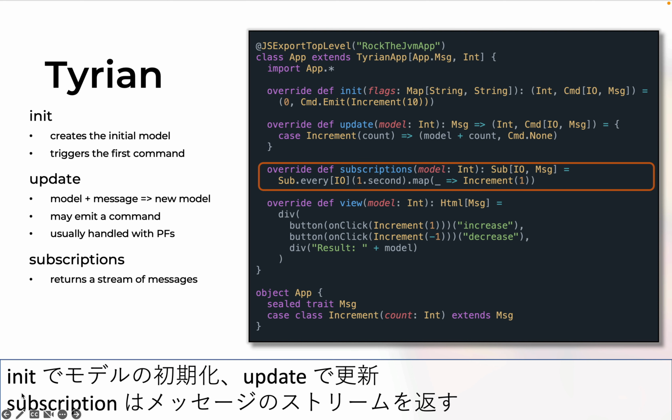The next function that we need to implement a Tyrian application is called subscriptions. And subscriptions is just a wrapper over an FS2 stream. And whenever a new element is being sent inside the stream, this will simply emit a new message, which will then later be handled by the update function. And one example you can see here on the screen where every second we emit a new message, which is increment.